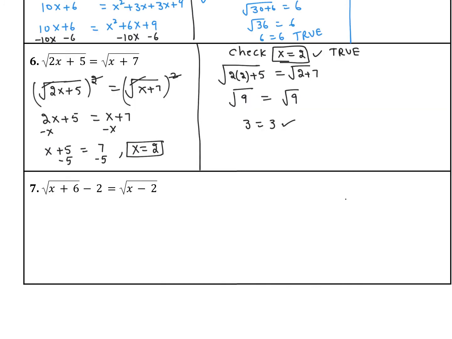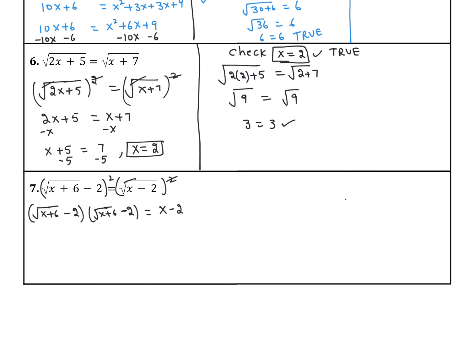For number 7, you have a square root on both sides, and you cannot isolate both square roots because there's a number that should be with one of them. So you're going to square both sides, and you got here x plus 6 square root minus 2 times square root x plus 6 minus 2 equals, you can cancel this, and you got x minus 2.